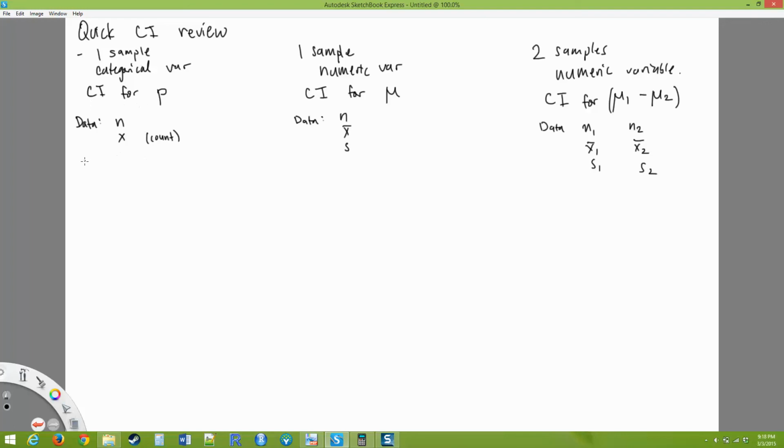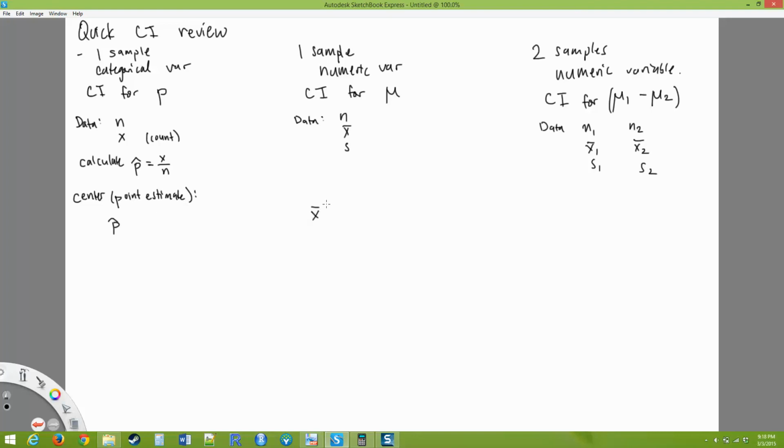And here you need to calculate p hat, which is equal to x over n. Your count over how many you have total. It's your sample proportion. Okay. All of these, your center or the point estimate, here it's going to be p hat.